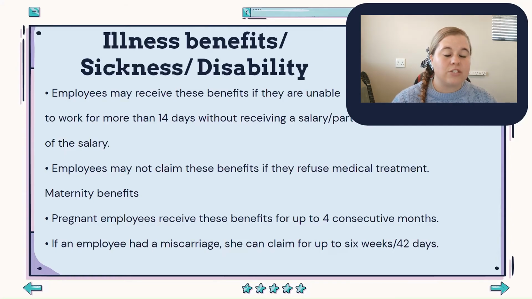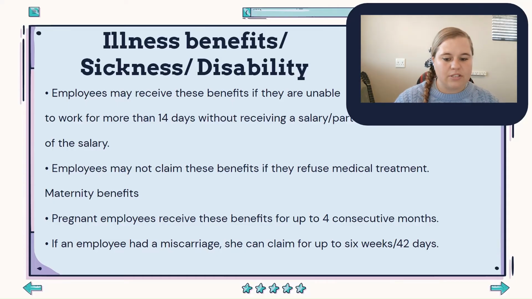Illness benefits, sickness and disability. Employees may receive these benefits if they are unable to work for more than 14 days without receiving a salary or part of their salary. Employees may not claim these benefits if they refuse medical treatment. Very important there, I believe.